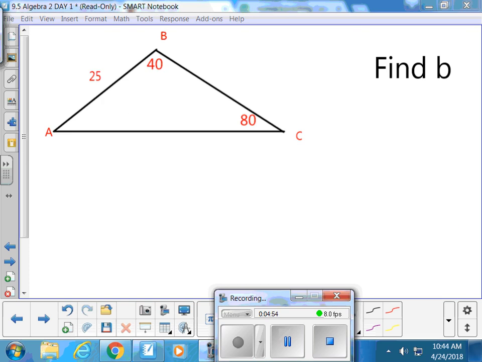Degree mode. All right, this one's already sketched for us. Some of the problems today you'll have to sketch yourself. That gets interesting. But we have our sketch. We have big B is 40, small c is 80.